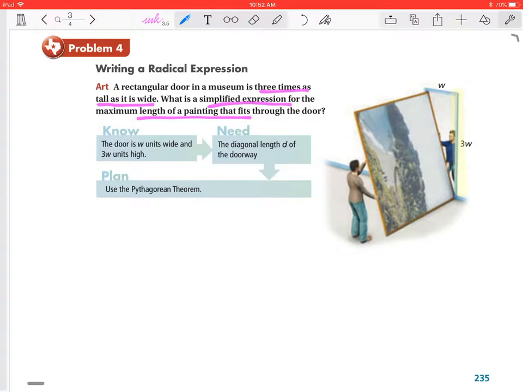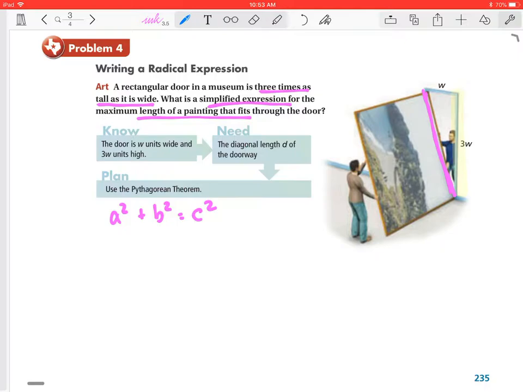it's 3W units high. We need to know the diagonal length, so that's going to be the hypotenuse of the doorway. So we're going to use the Pythagorean Theorem. Now we're not going to be able to completely simplify this because we don't have any actual set numbers. So we're just talking about how to set up our equation. We know that a squared plus b squared is equal to c squared. But let's talk about using this in terms of length and width.